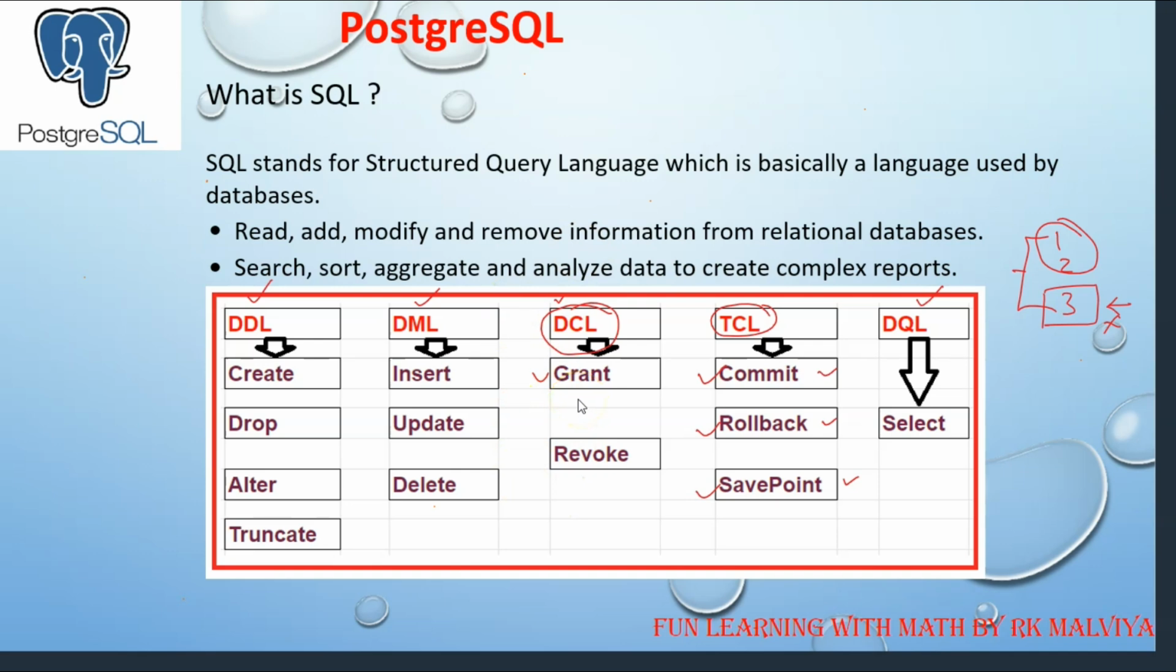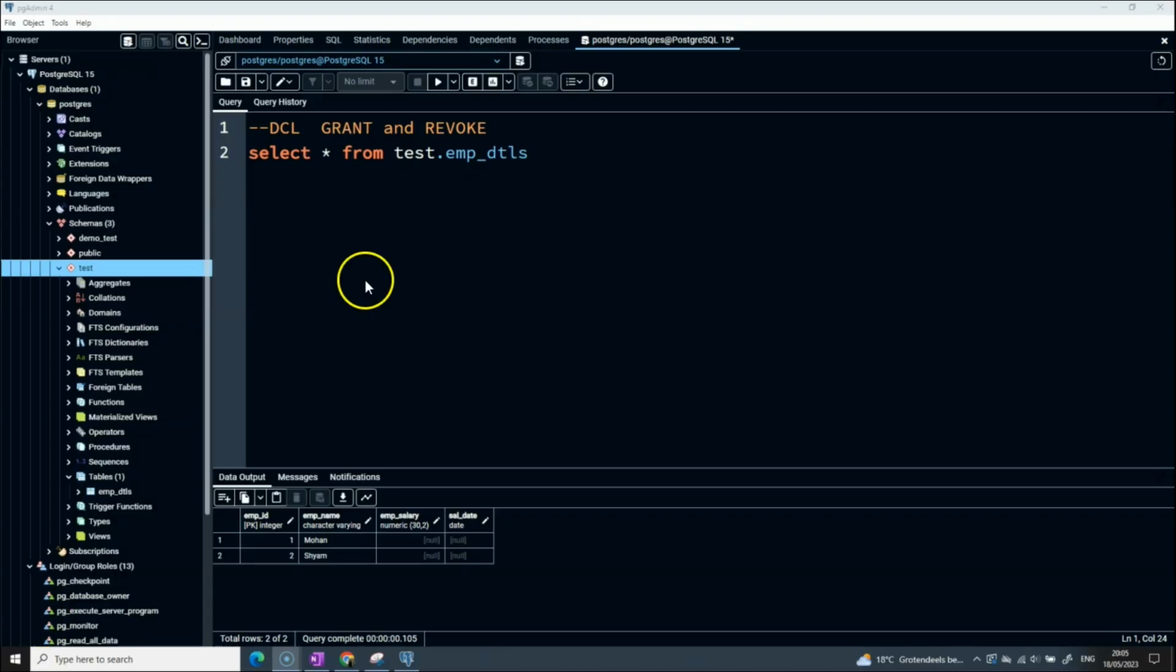So we can open pgAdmin and create one new user and assign a role. In DCL, grant and revoke: grant means assigning access to some user. For example, if I created one user, say RK Malviya, with some password, and I log in with this user ID.